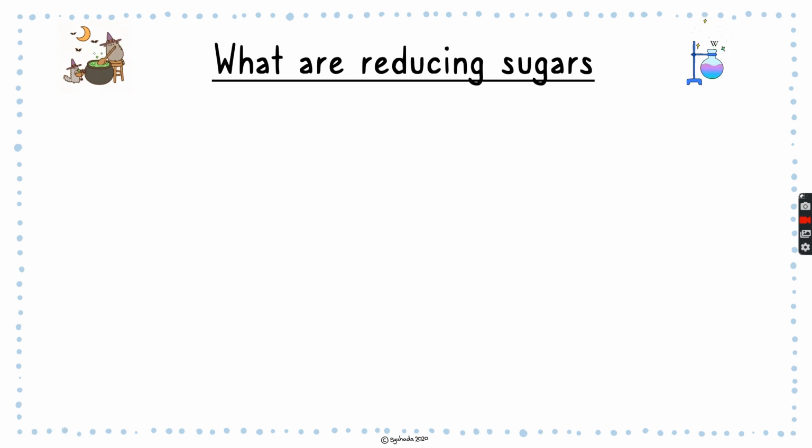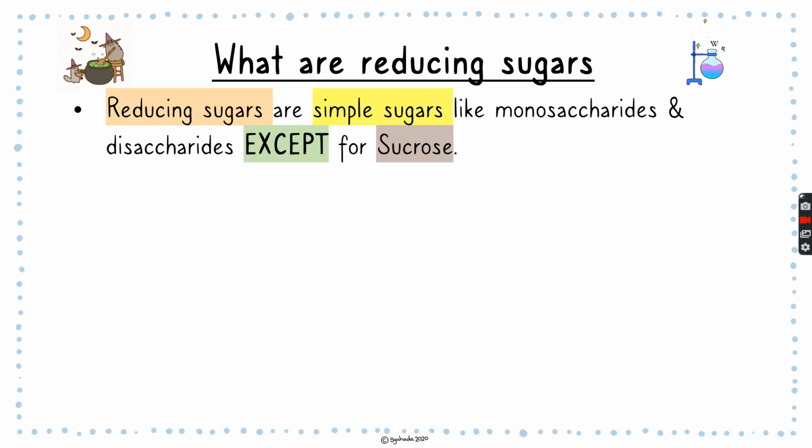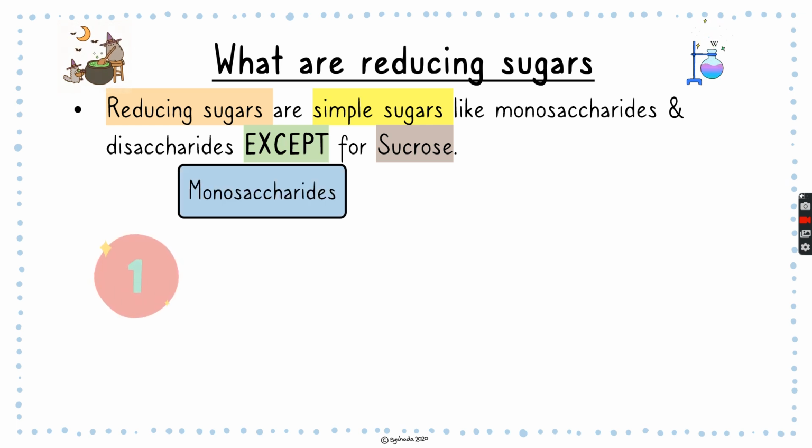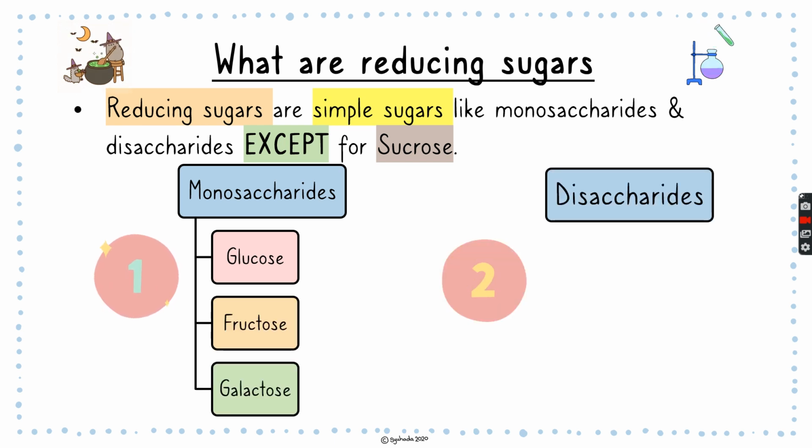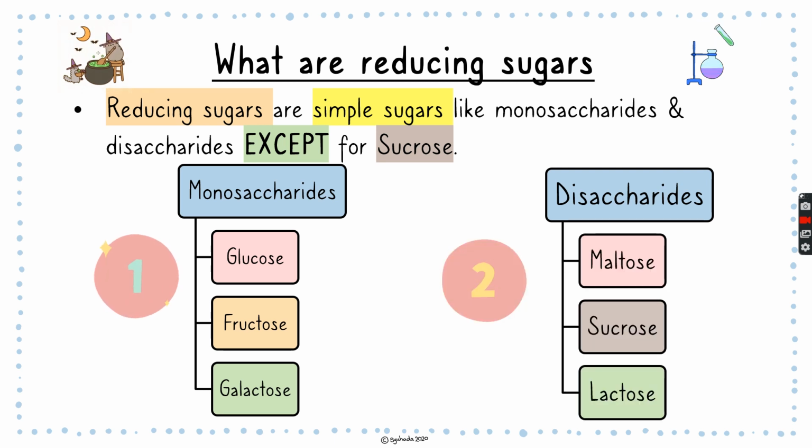Next is reducing sugars. Before I talk about how to test for them, I think I need to tell you guys what reducing sugars are. Reducing sugars are actually simple sugars like monosaccharides and disaccharides, except for one, which is sucrose. So you have your monosaccharides, which are glucose, fructose, and galactose, and you also have your disaccharides, which are maltose, sucrose, and lactose.